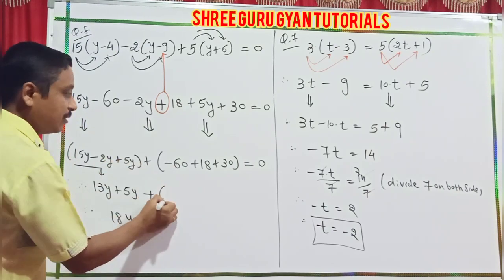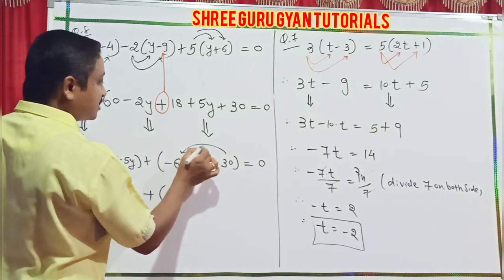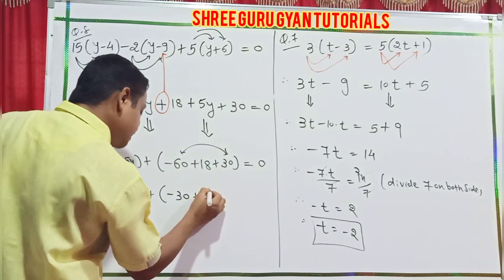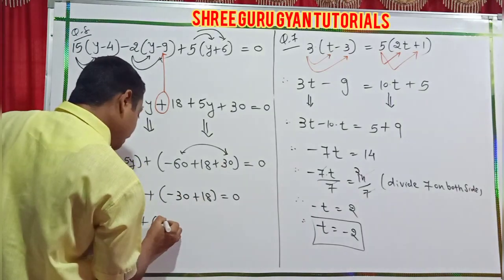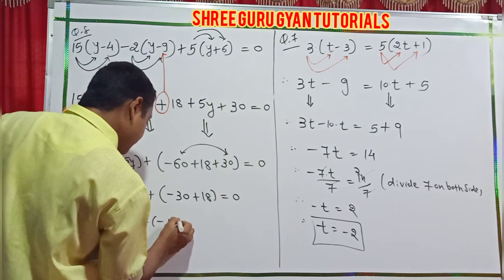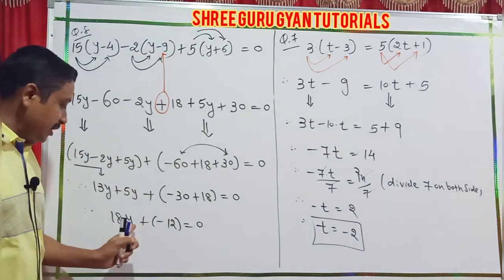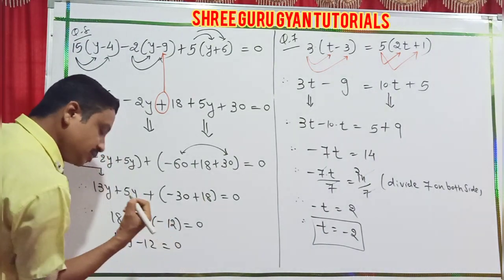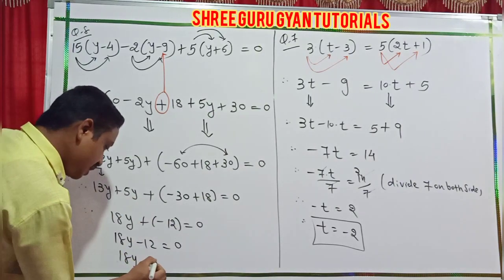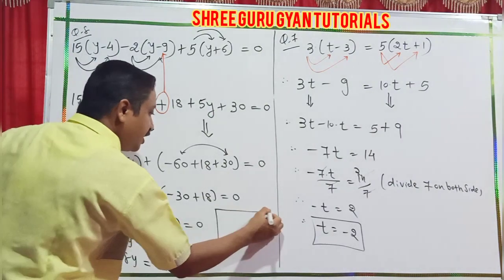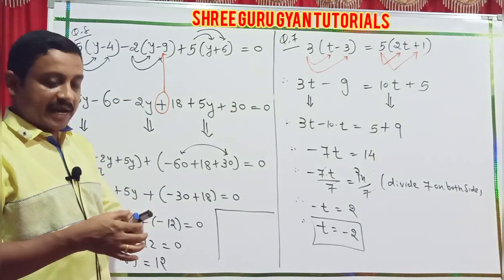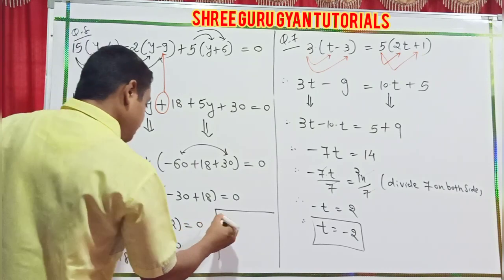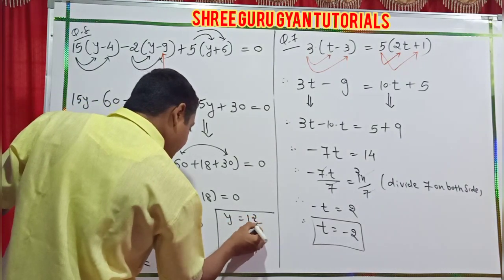And here, how much is this? Minus 60 and 30 is minus 30, plus 18 as it is, and this also you know, it is minus 12. Students, and minus minus plus, so 18y minus 12 is equal to 0. So 18y is equal to 12, and here students, ending your sum, I just divide by 18 here. Yes. So y is equal to 12 by 18.